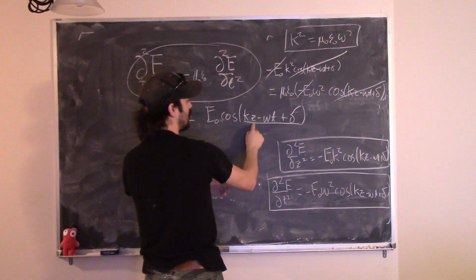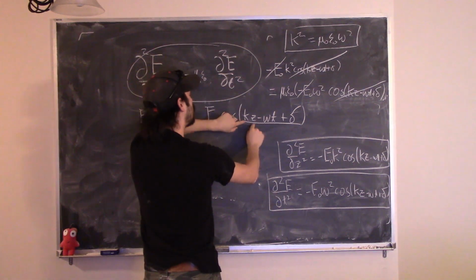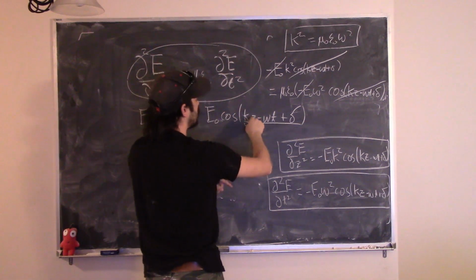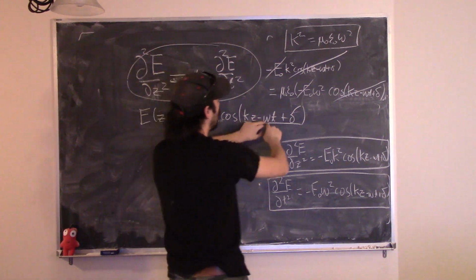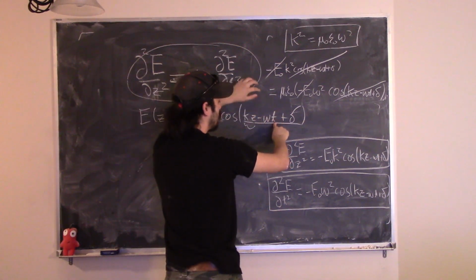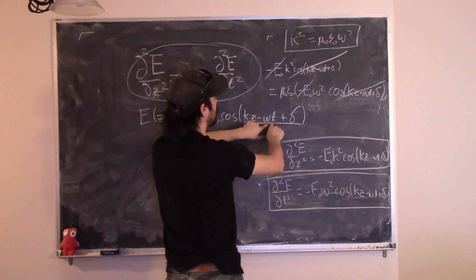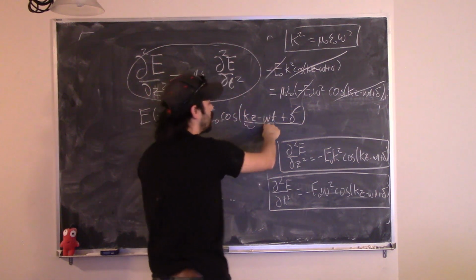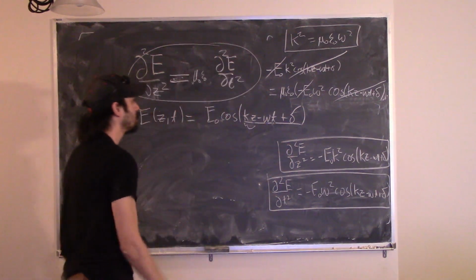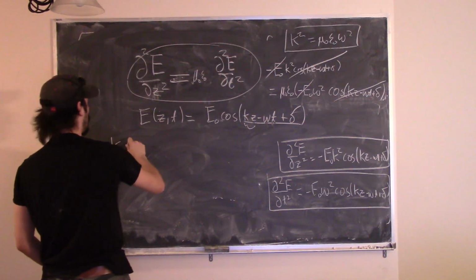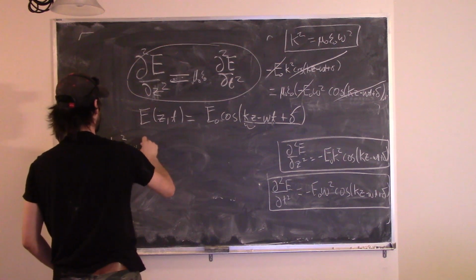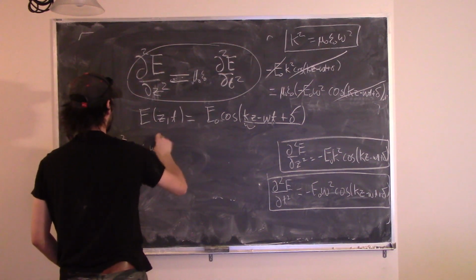So we know that z has units of meters. In order for this to be dimensionless, if z has units of meters, k has units of 1 over meters. t has units of seconds. In order for these to multiply together to get something that's dimensionless, omega has to have units of 1 over seconds. And so because of that, what I can see, if I write this, k squared is equal to mu naught epsilon naught omega squared.